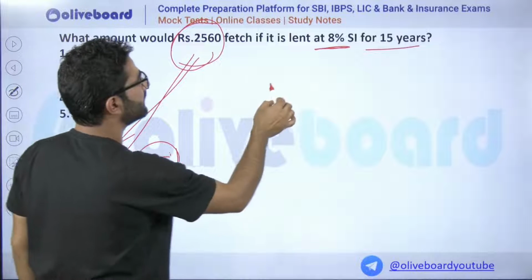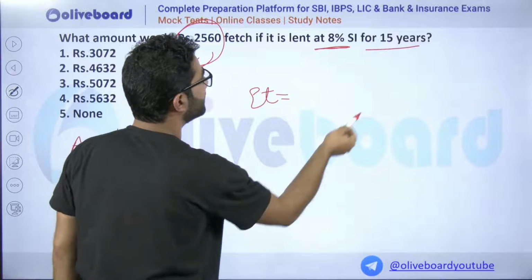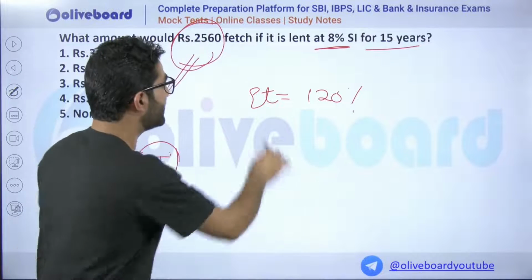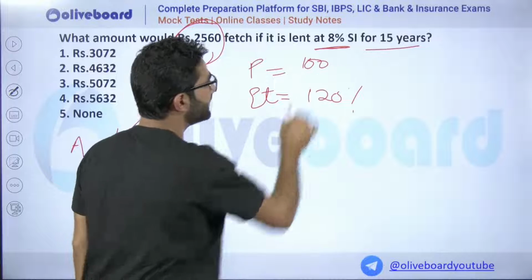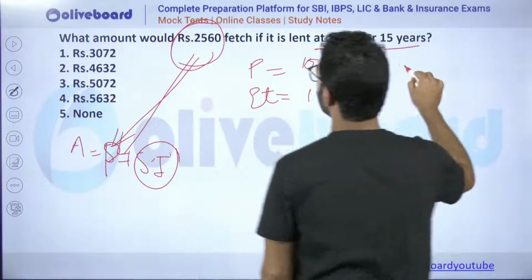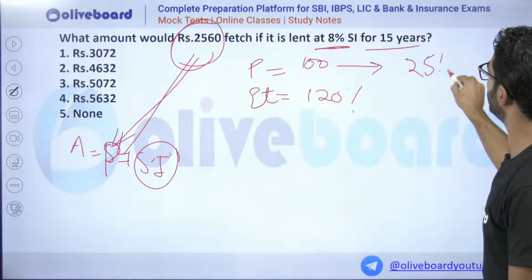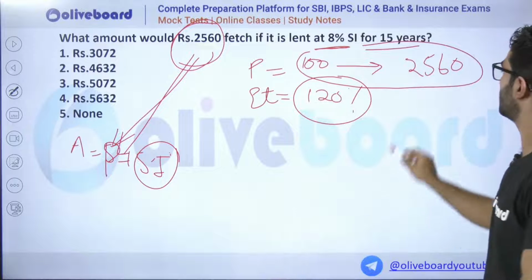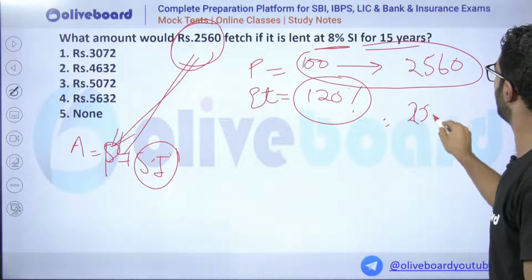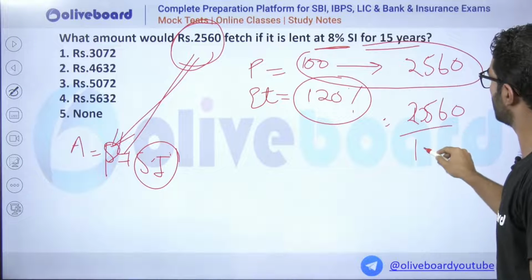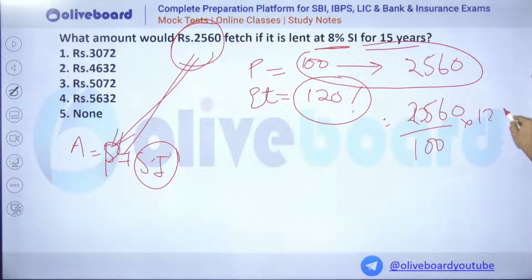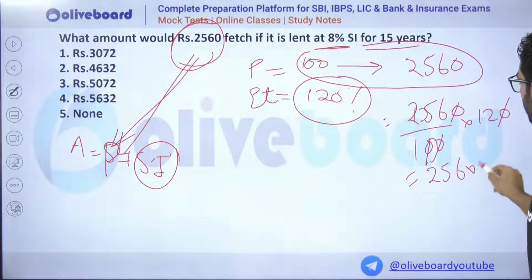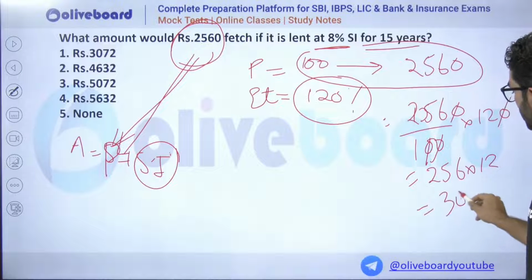Sir, simple interest is nothing. If we have, that will be 120 percent. Sir, we know principal is 100 percent. That is given as 2560. If 100 percent is this, 120 percent will be how much? 2560 divided by 100 and multiplied with 120. This and this will go. It will be 256 multiplied with 12. How much did you get? 3072.